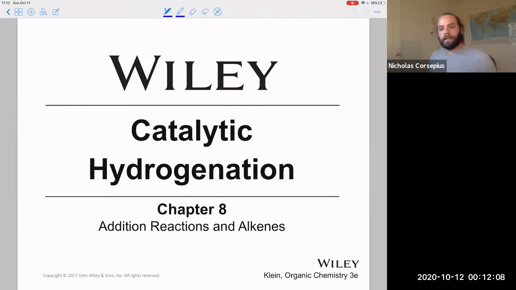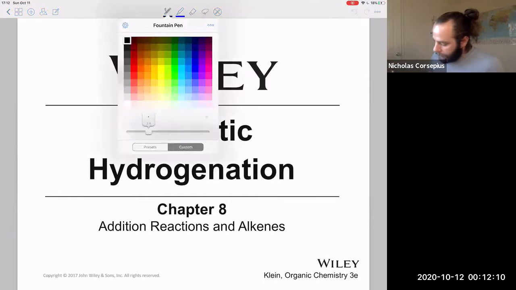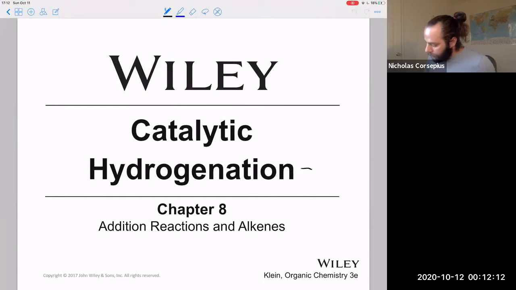All right, so now we're going to get into another reaction here, catalytic hydrogenation. And by hydrogenation, you're going to see that we're adding hydrogen to both of those vinyl carbons. So hydrogenation is adding hydrogen to one and the other.